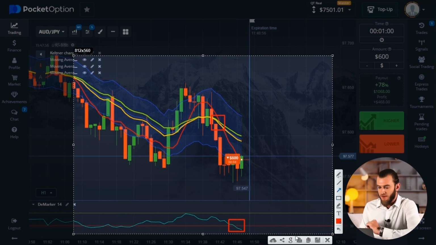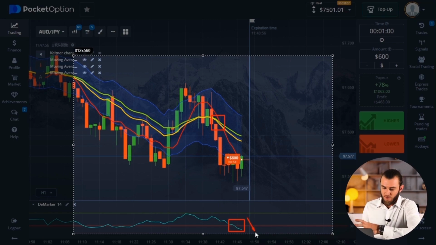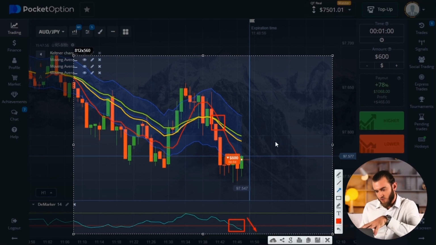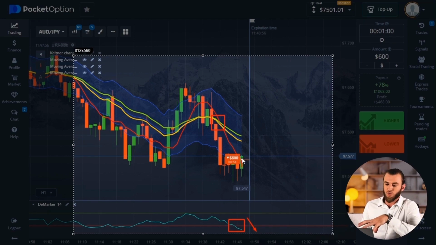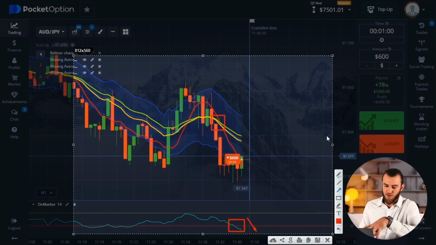By the way, please pay attention, there is some divergence. The DeMarker indicator is heading towards the bottom, while the chart, on the contrary, is showing slight growth. This is also a positive signal for determining the entry point of the trade.